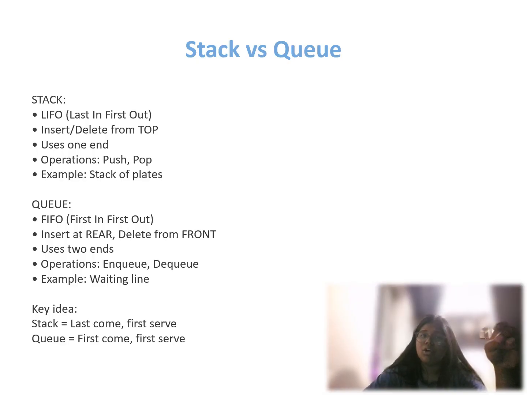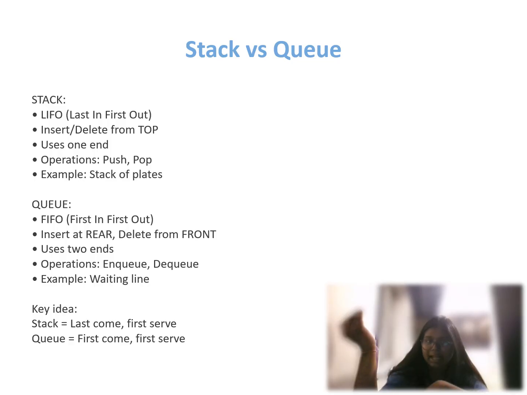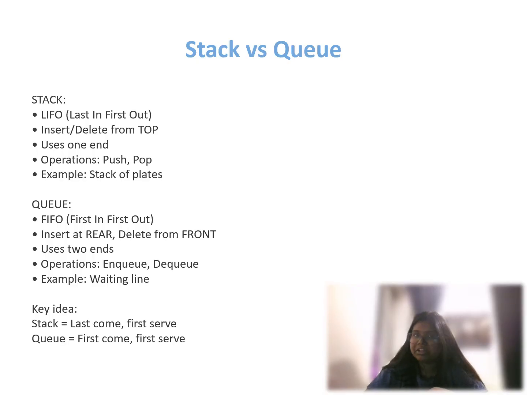A stack follows LIFO, which means last in, first out. So the last inserted element is removed first. On the other hand, a queue follows FIFO, where the first inserted element is removed first. In a stack, both insertion and deletion happen at one end, called the top. But in a queue, insertion happens at rear and deletion happens at front. So overall, a stack is like a stack of plates, while a queue is, as we have said earlier, like a line near any movie or ticket counter.